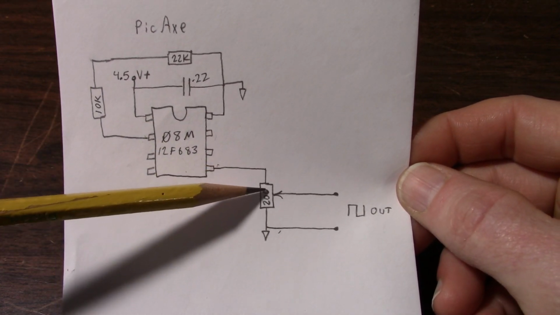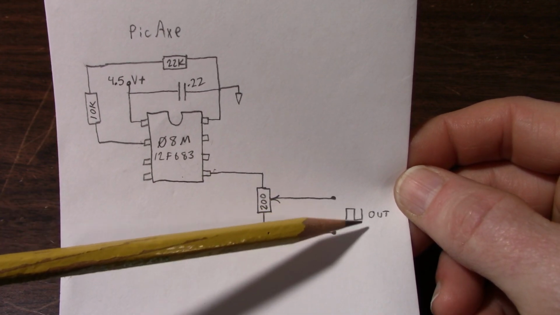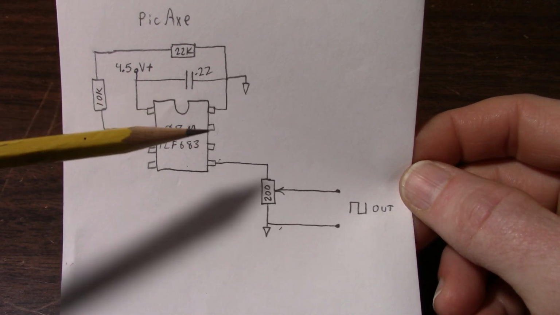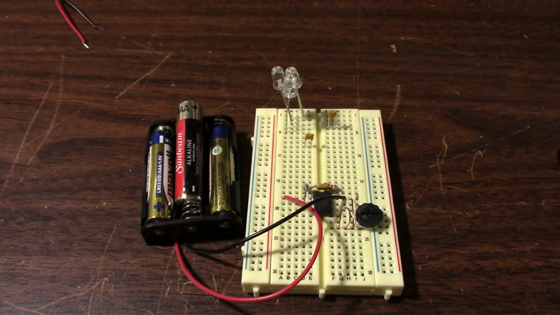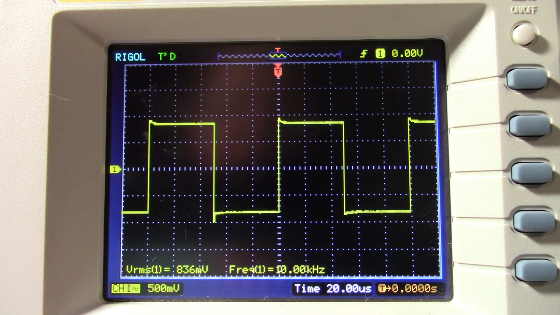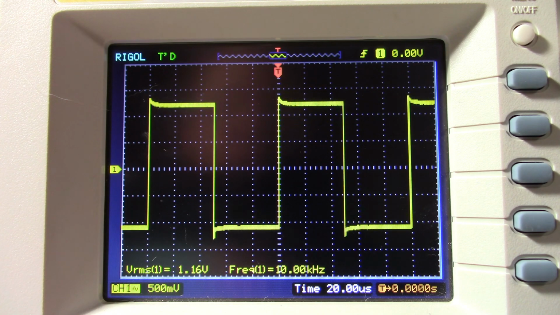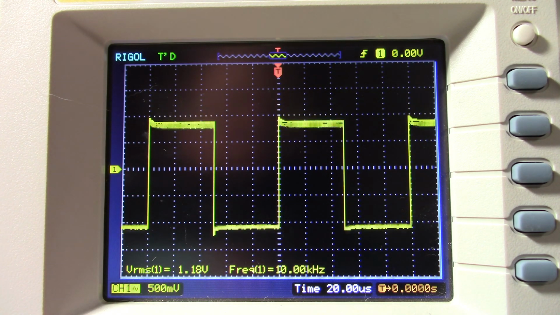And I have a potentiometer here. It allows me to adjust the amplitude of the square wave output. So let me get the camera pointed at the scope and we'll take a look at its output. Okay, now you're looking at the output of the microcontroller, and it's right at 10 kilohertz. Adjusting the potentiometer, I can move the level up and down.